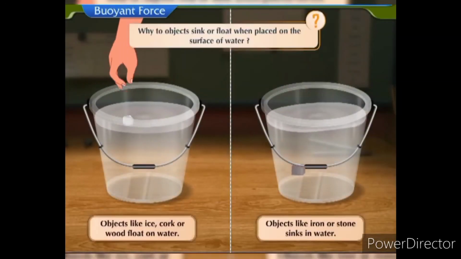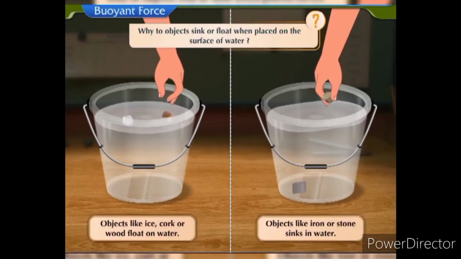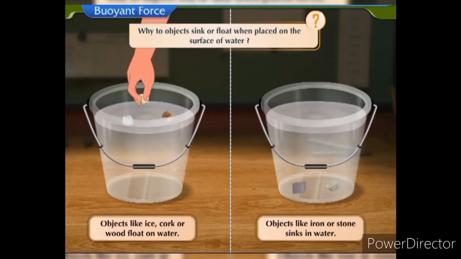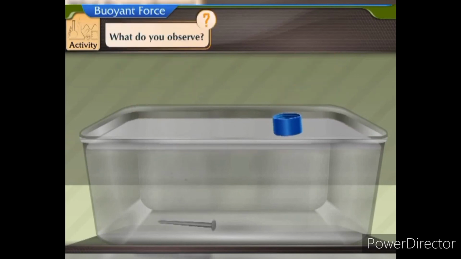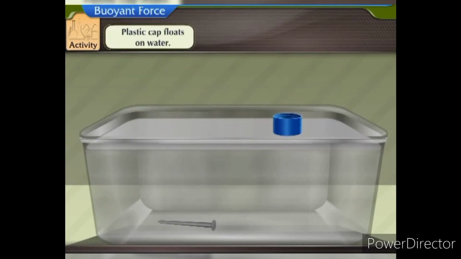Have you ever wondered why objects sink or float when placed on the surface of water? Let us understand this by performing an activity. Take an iron nail and a plastic cap of a bottle having nearly equal masses. Put them in water. What do you observe? You will observe that the plastic cap floats while the iron nail sinks to the bottom.